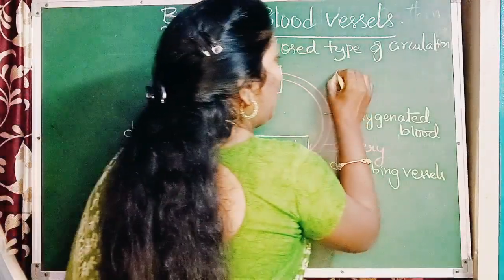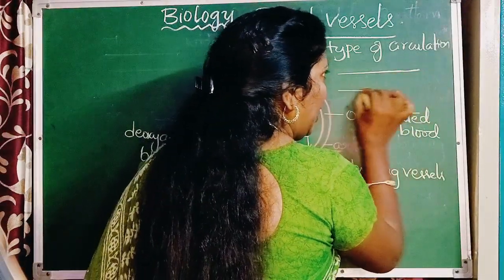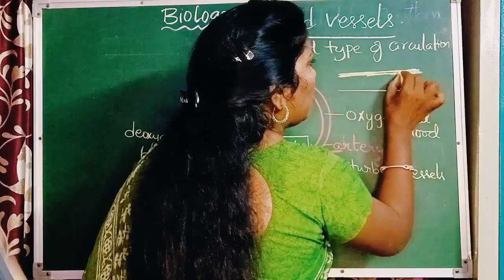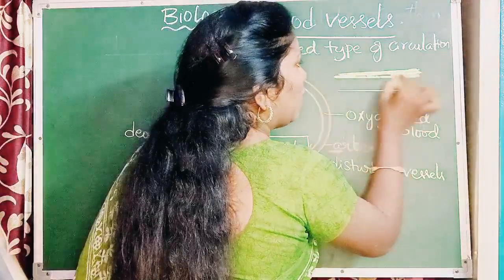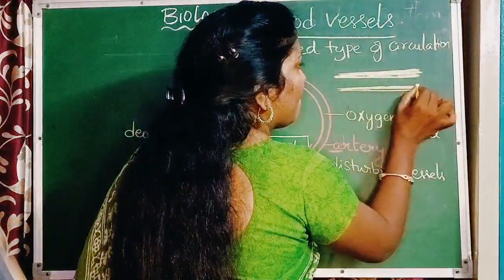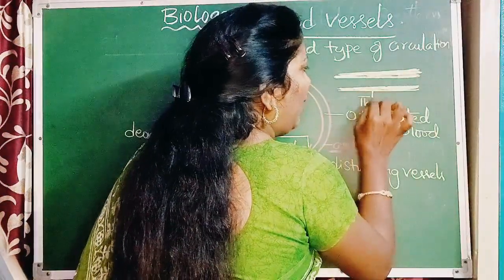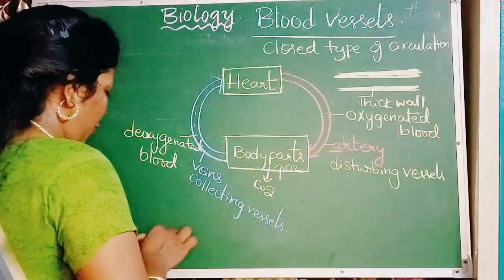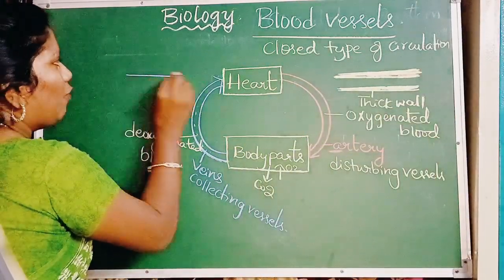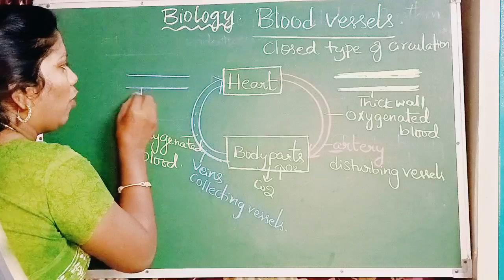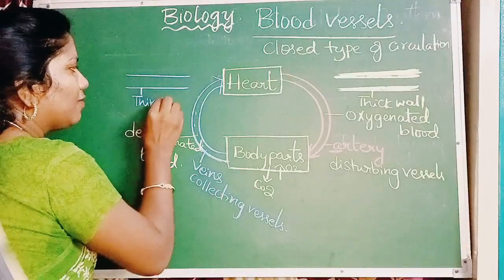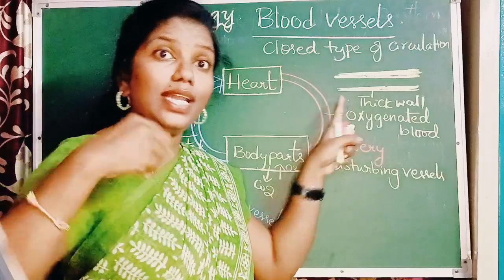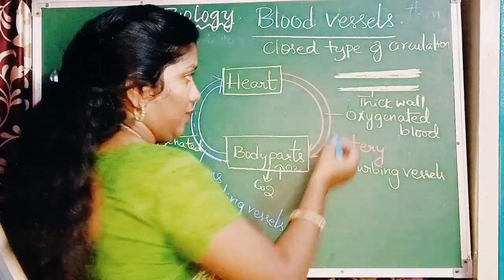If you see the blood vessels of an artery, they are made up of thick walls. There is a thick muscular wall. So arteries are made up of thick walls, whereas veins are made up of thin walls. You can find the difference here. The arteries are thick as well as elastic.